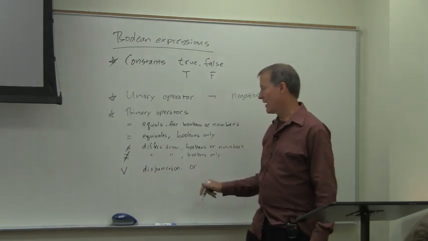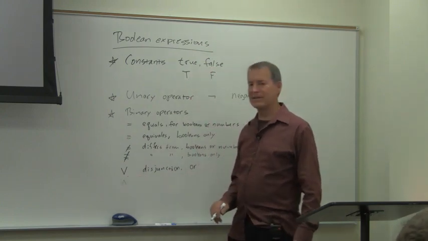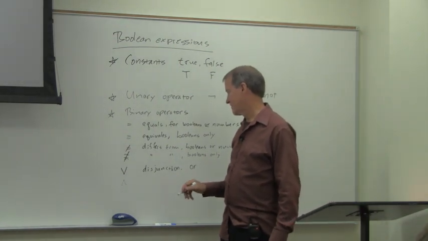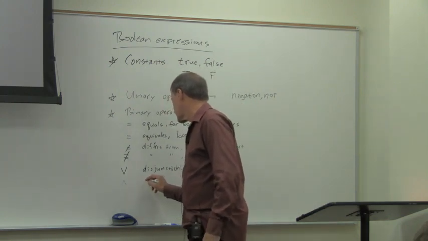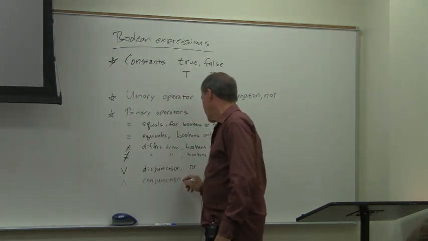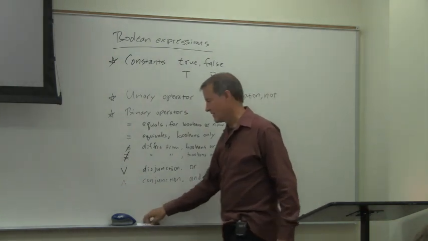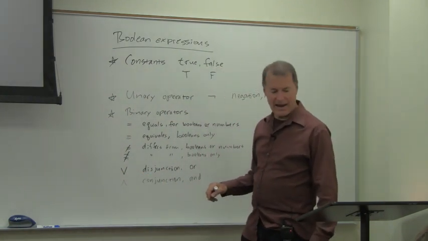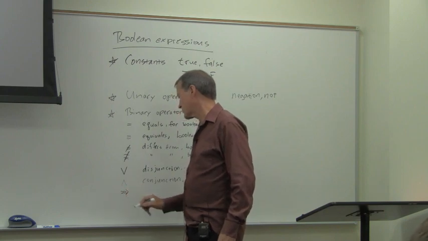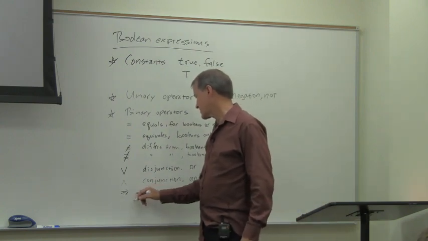Another one looks kind of like it, but it's upside down, so it looks like an A without the vertical bar. Dang it, I drew the vertical bar. So this is conjunction. The English word for this is and. So there's or and and. Now here's another one: a two-stemmed arrow to the right, and this is implication.